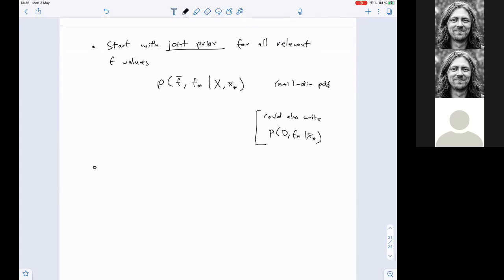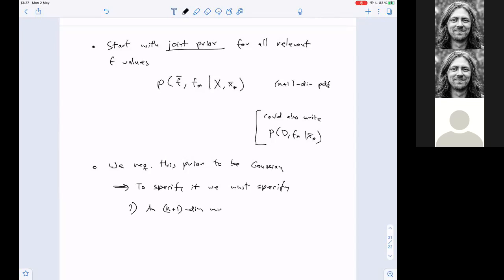So now, of course, we require this prior to be Gaussian. That means to specify it, we must specify two things. First, an n+1 dimensional mean vector.